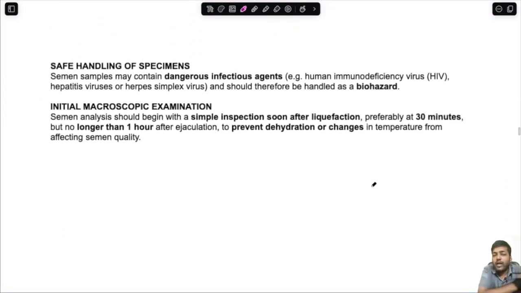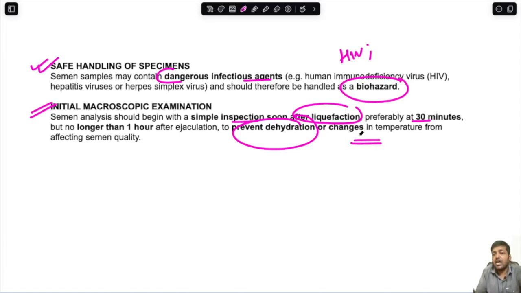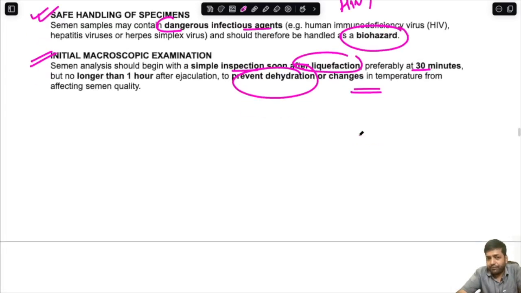Now, very important, before I go to the next important physical parameter, I would like to highlight something about the safe handling of the specimen. Semen samples may contain dangerous infectious agents, for example HIV, hepatitis virus or herpes simplex virus, and they should therefore be handled as a biohazard. Remember, the initial microscopic examination, the semen analysis, should begin with simple inspection soon after liquefaction, preferably at 30 minutes, but no longer than 1 hour after ejaculation. Why? This is to prevent dehydration or changes in temperature from affecting the semen quality.